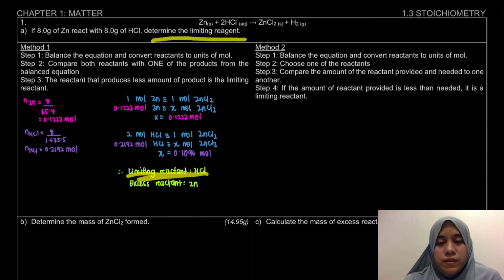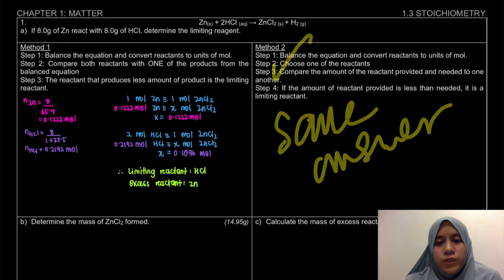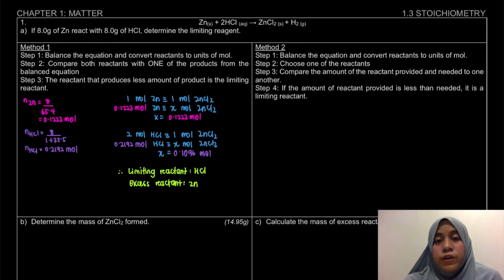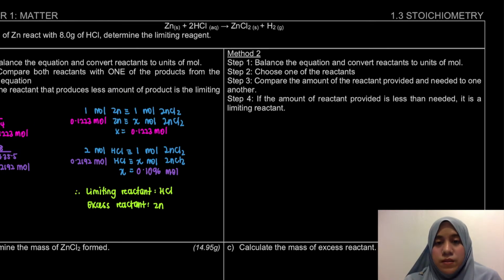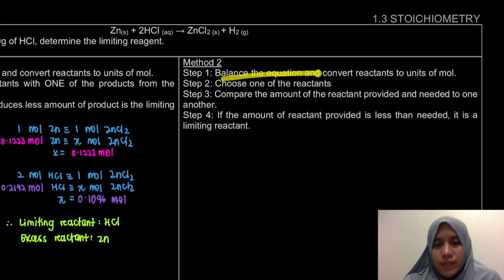Again, it's not compulsory, tapi lebih selamat tulislah. Yang penting ada limiting. So, that is the question. So, method 2, we're gonna have the same answer, but it's different steps sikit. Misalkan tunjuk dua-dua. First dengan second example, kita buat dua-dua lah.